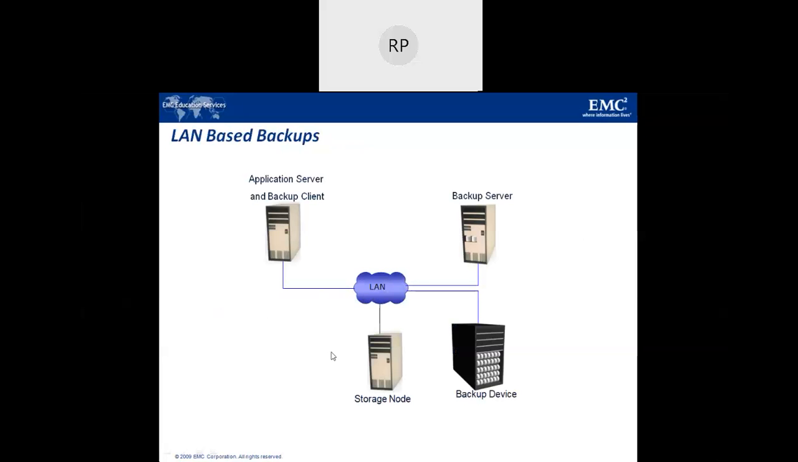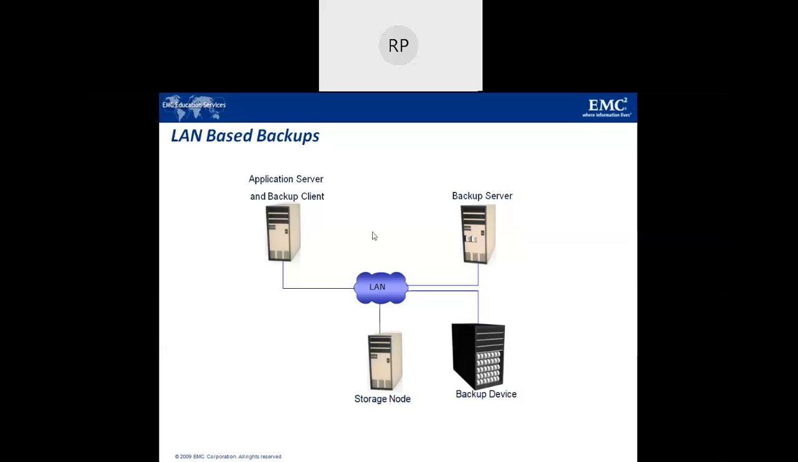Now the second topology which is used for taking backup is LAN based backup. Now in this LAN based backup, the client, the backup server, storage node, and backup devices all are connected to the LAN. All these four components are connected to the LAN, and the data to be backed up is transferred from the backup client to the backup device over the LAN.